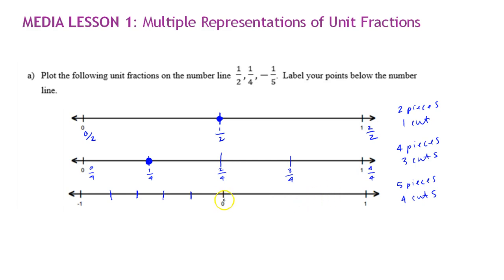Now we're at 0, so let's label these. This is 0/5. This would be -1/5, so it's 1/5 in the negative direction. -2/5, -3/5, -4/5, and -1 is the same as -5/5. And now let's plot -1/5.